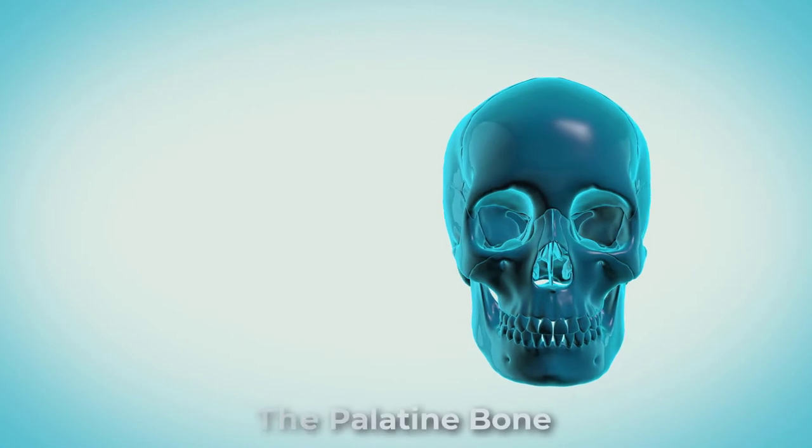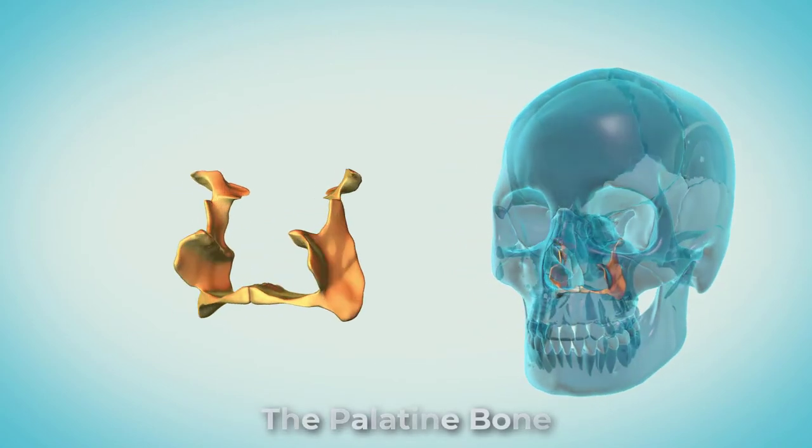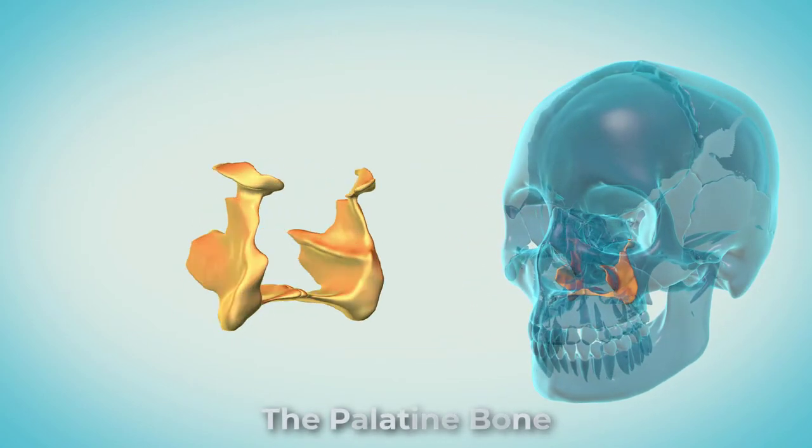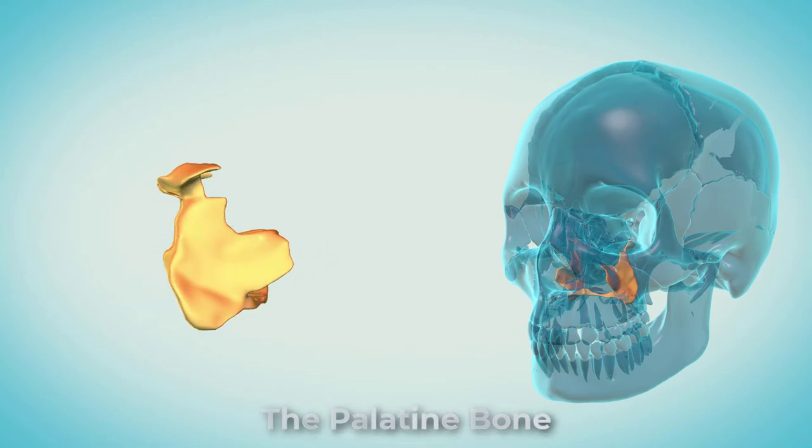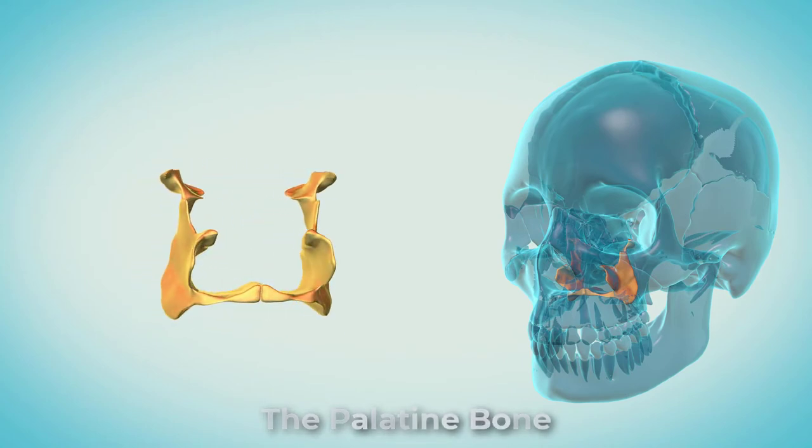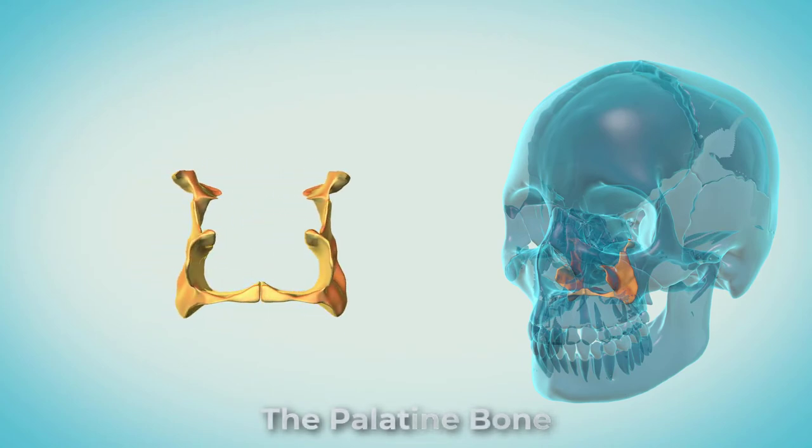The palatine bone is one of a pair of irregularly shaped bones that contribute small areas to the lateral walls of the nasal cavity and medial wall of each orbit.